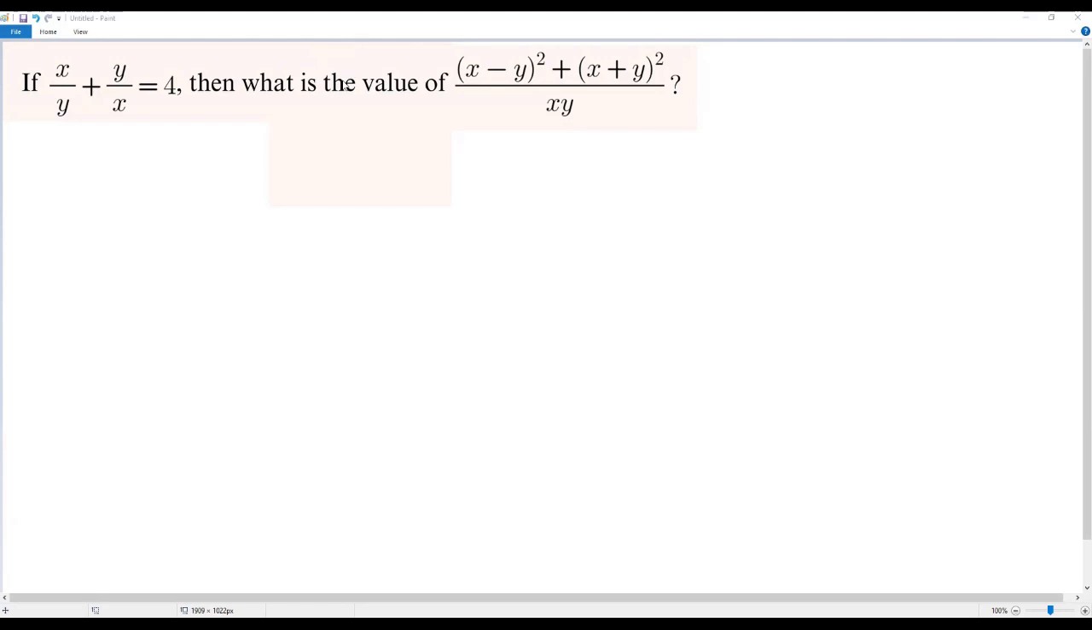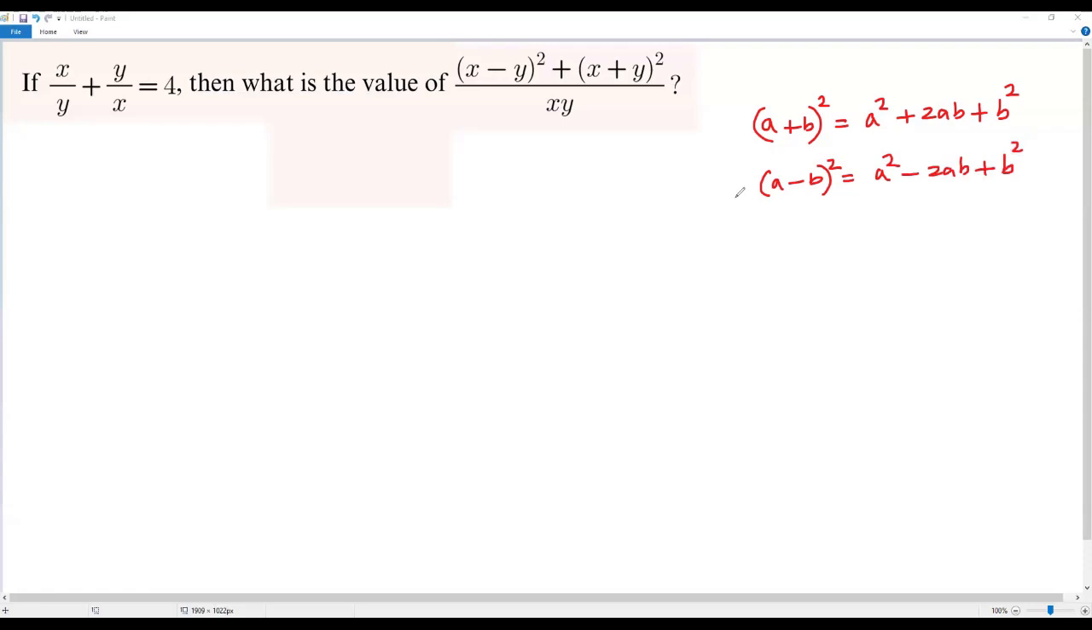To solve this problem, I'm going to use two algebraic identities, that is the square of the binomial, (a + b)². So what is the expansion of this (a + b)²? That is a² + 2ab + b². Now let's consider one more expansion, the square of the binomial (a − b)², which equals a² − 2ab + b².